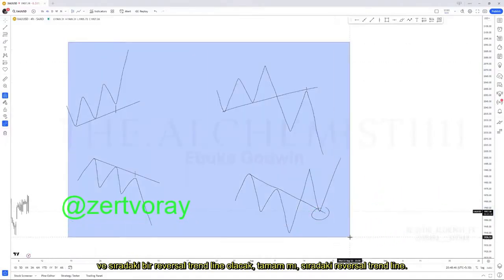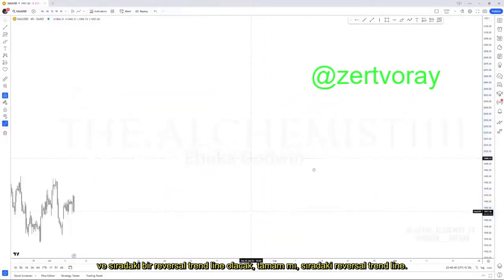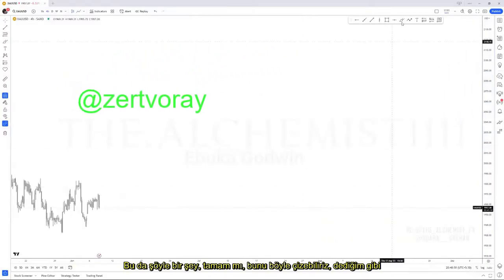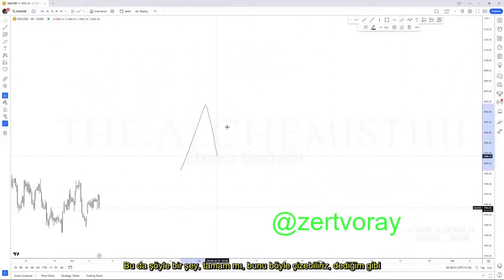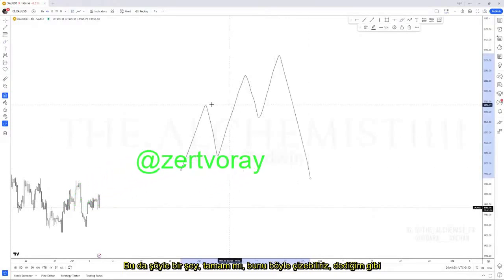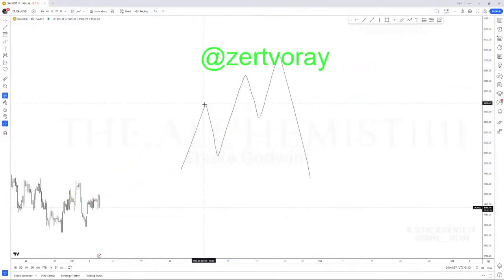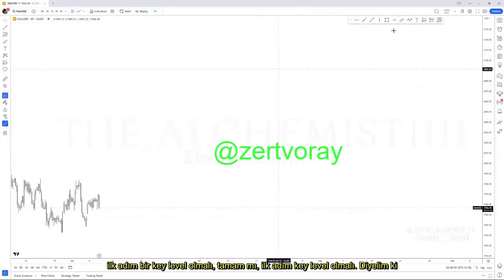I'll show you examples. The next one will be a reversal trend line, something like this. We could draw it like this. Like I told you, the first thing should be a key level.